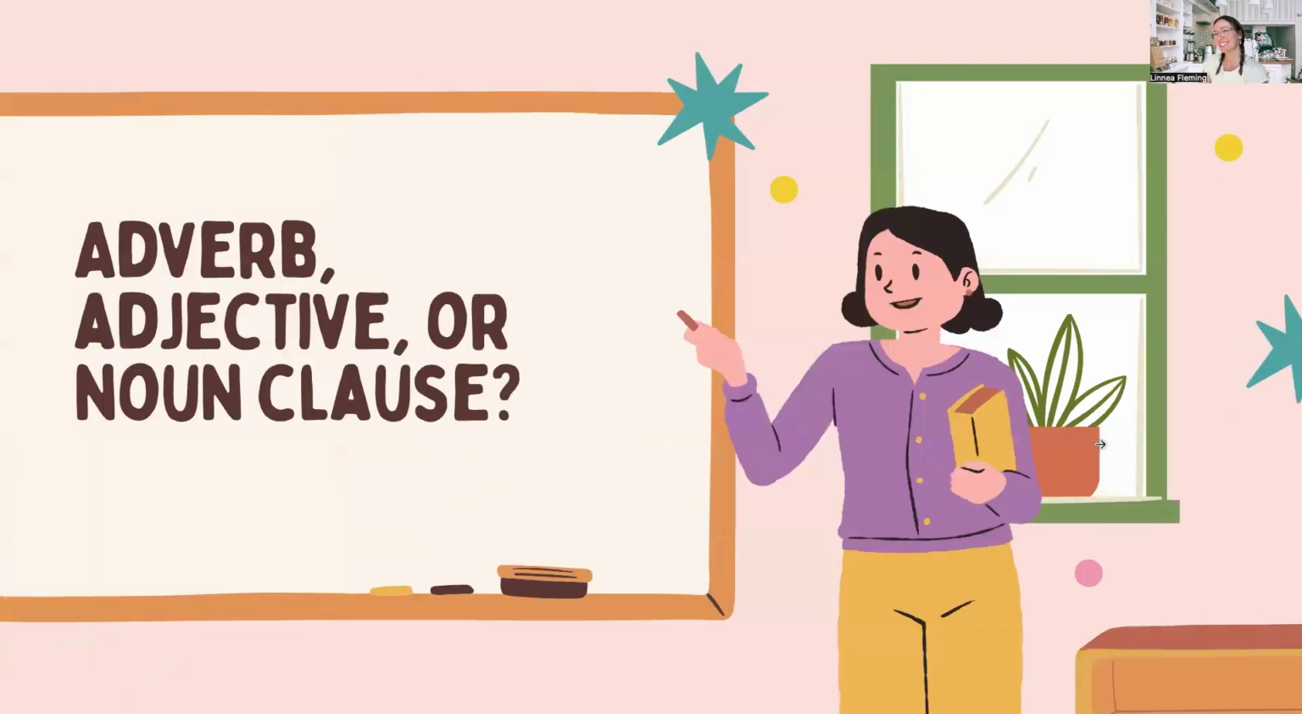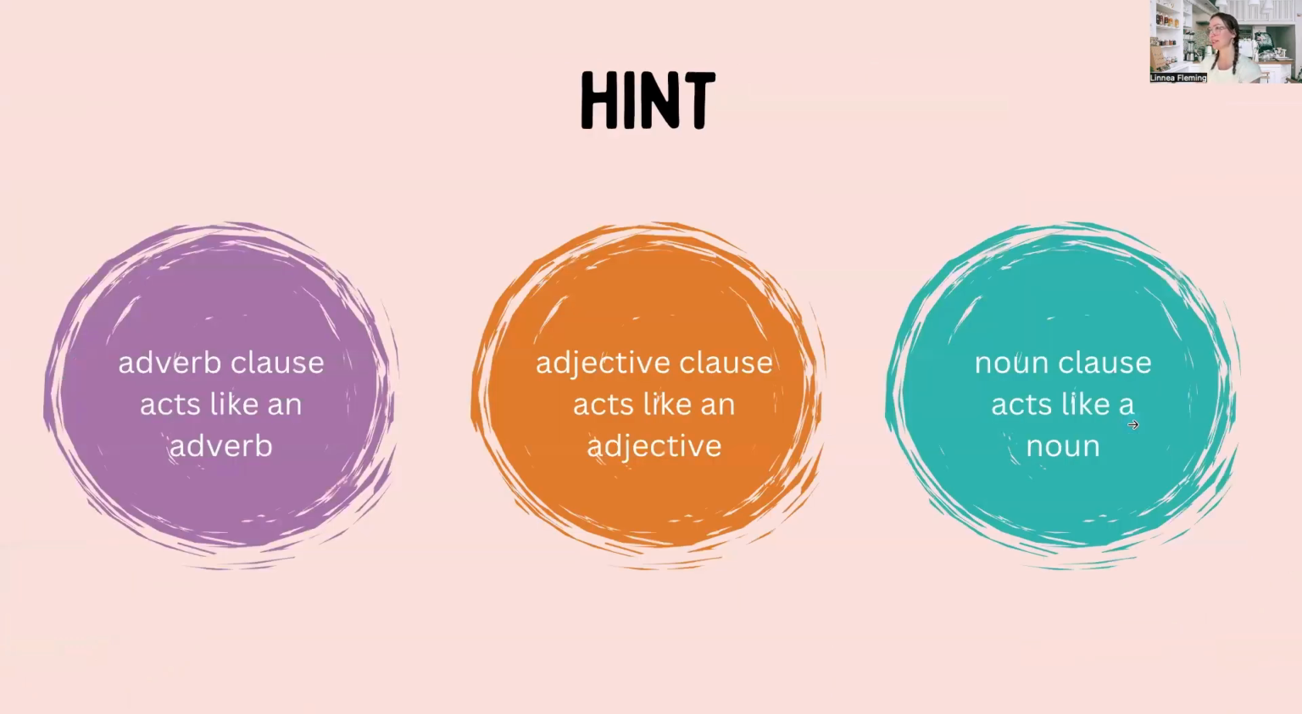So I have a little quiz for us. Are you ready? You have to determine whether the clauses that I provide to you in a complex sentence are adverb, adjective, or noun clauses. Just one little hint. Remember, an adverb clause acts like an adverb, meaning it describes a verb from the independent clause, and it has a cause and effect relationship. Adjective clauses act like an adjective, meaning they describe a noun in the independent clause, and noun clauses act like a noun, meaning they replace a noun in the independent clause.